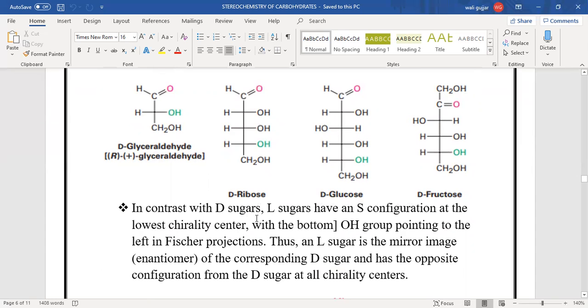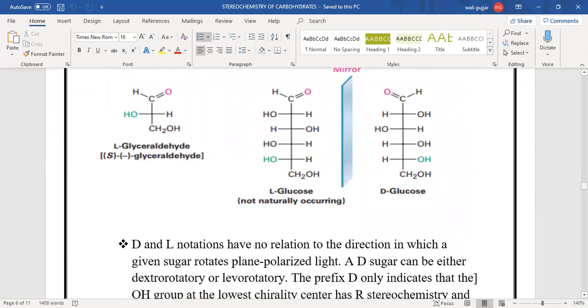In contrast with D sugars, L sugars have an S configuration at the lowest chirality center with the bottom hydroxyl group pointing to the left in a Fischer projection. Thus, an L sugar is the mirror image of the corresponding D sugar and has the opposite configuration from the D sugar at all chirality centers.